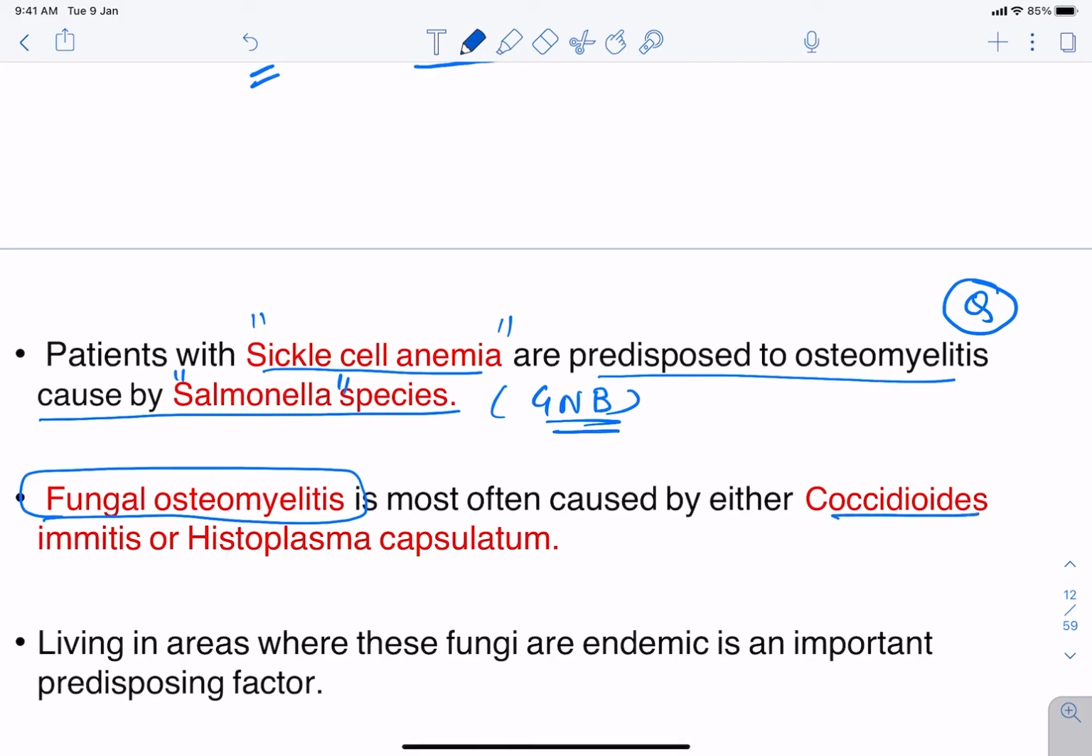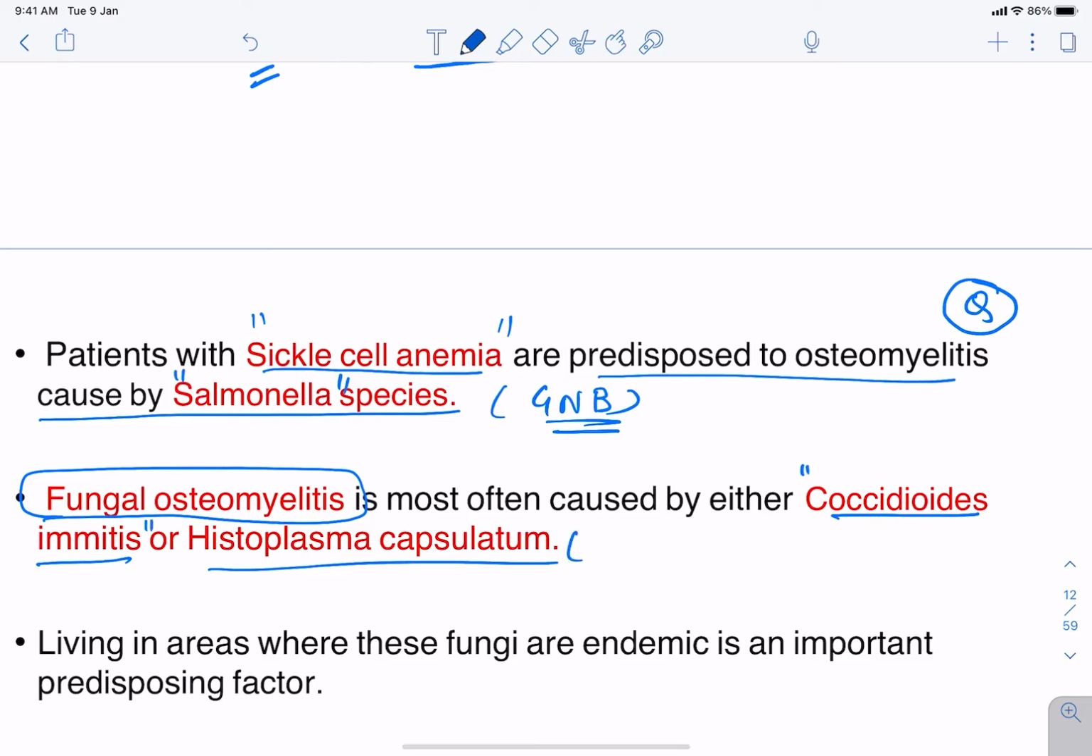Then coming to the fungal osteomyelitis. The fungal osteomyelitis, I've told you, is caused by Coccidioides and Histoplasma capsulatum. Coccidioides is a dimorphic fungus which leads to a disease termed as what? Coccidioidomycosis. And Histoplasma capsulatum leads to histoplasmosis. Histoplasmosis is also termed as Darling's disease or Cave's disease.